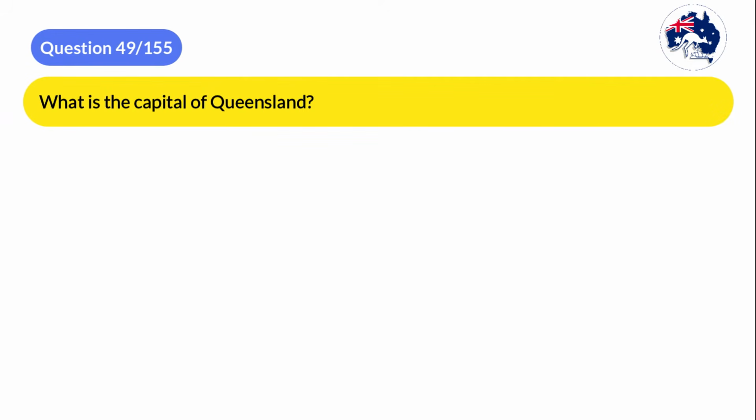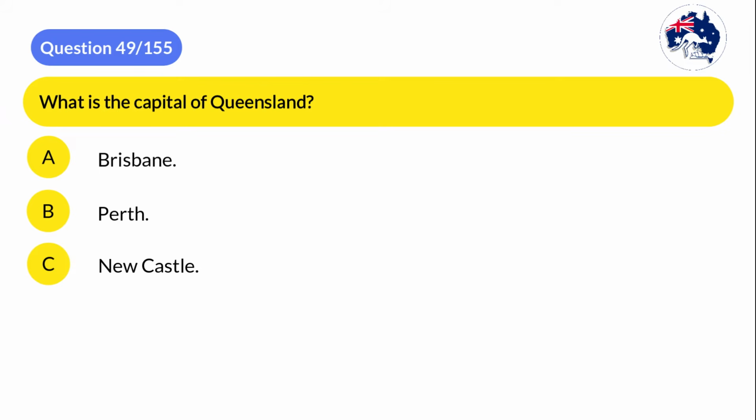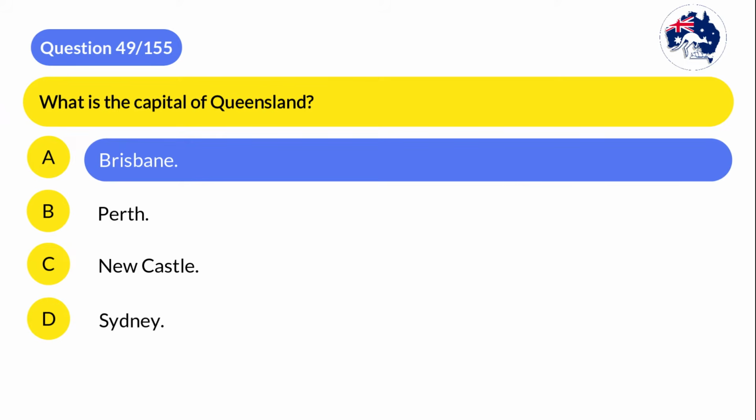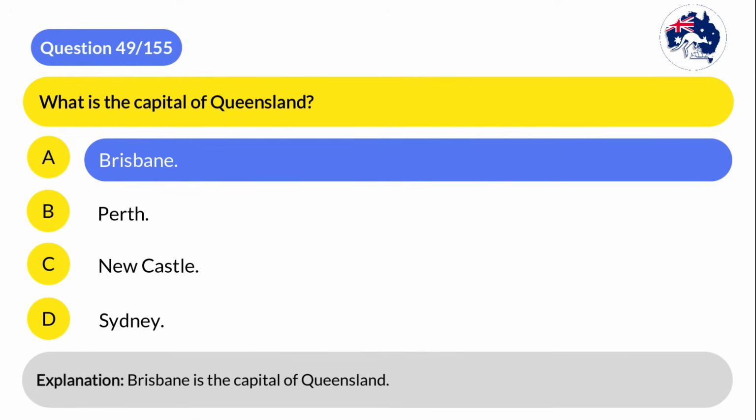Question 49. What is the capital of Queensland? A. Brisbane. B. Perth. C. Newcastle. D. Sydney. The correct answer is A. Brisbane. Explanation: Brisbane is the capital of Queensland.